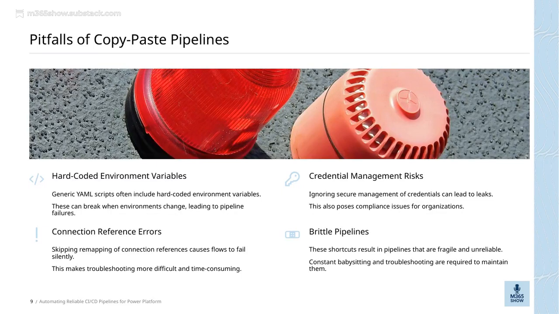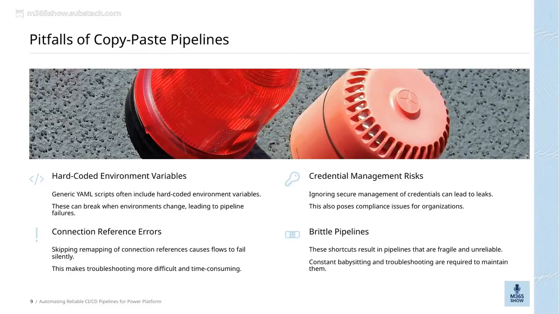These shortcuts might seem quick and easy, but they often lead to pipelines that are fragile and unreliable. When you rely on them, you'll find yourself constantly babysitting and troubleshooting just to keep things running smoothly. One major issue is brittle pipelines. For example, if you skip remapping connection references, your flows can fail silently without clear errors. This makes troubleshooting much more difficult and time-consuming because you might not immediately see where the problem originated.